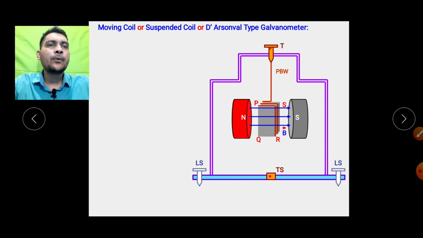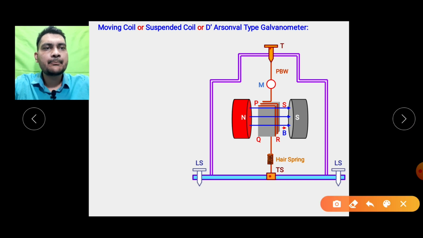So we have a number of rectangular loops. These are rectangular loops wound over the soft iron core, and the coil is placed in a uniform magnetic field as shown in the figure. Now one side of the coil is connected to this screw, and the other side is connected to a spring, and then to this tension screw TS. And this is a mirror. The mirror is used to check the position of the pointer.